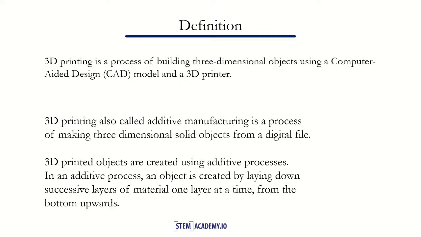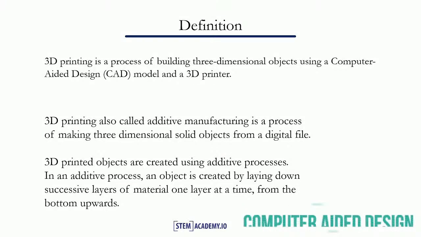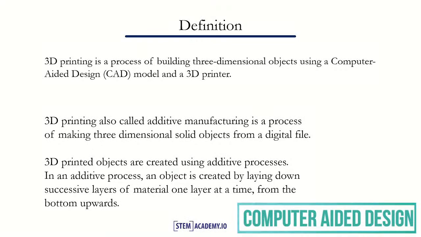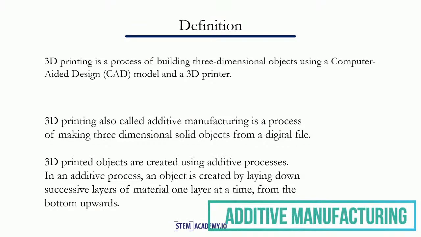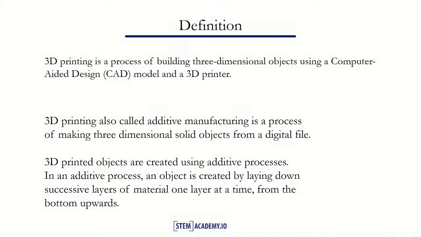So 3D printing is a process of building three-dimensional objects using a computer-aided design model and a 3D printer. 3D printing, also called additive manufacturing, is a process of making three-dimensional solid objects from a digital file. 3D printed objects are created using additive processes. In an additive process, an object is created by laying down successive layers of material, one layer at a time, from the bottom upwards.